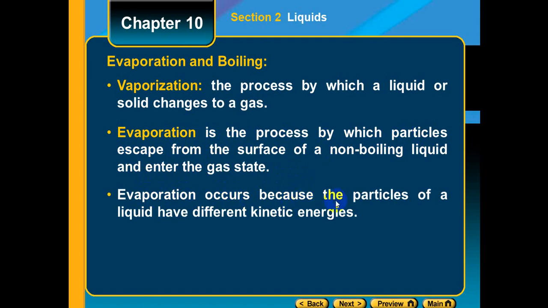Evaporation occurs because the particles of liquids have different kinetic energies. Some particles have lower kinetic energy and other particles have higher kinetic energies. The particles with higher kinetic energies, with higher speeds, can escape from the surface of the liquid and form gas.